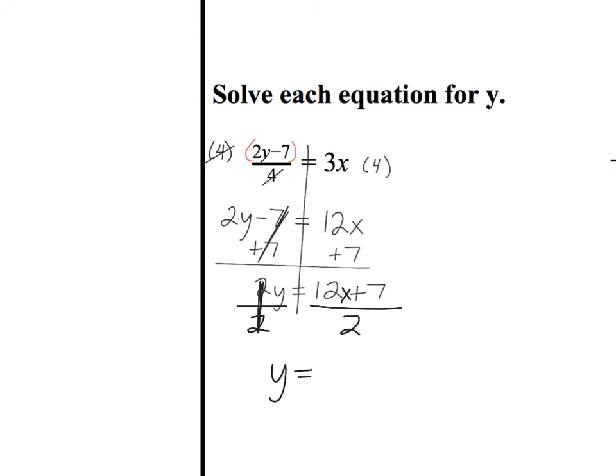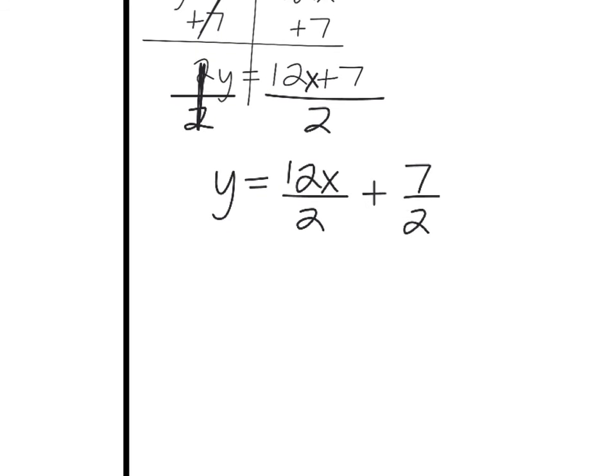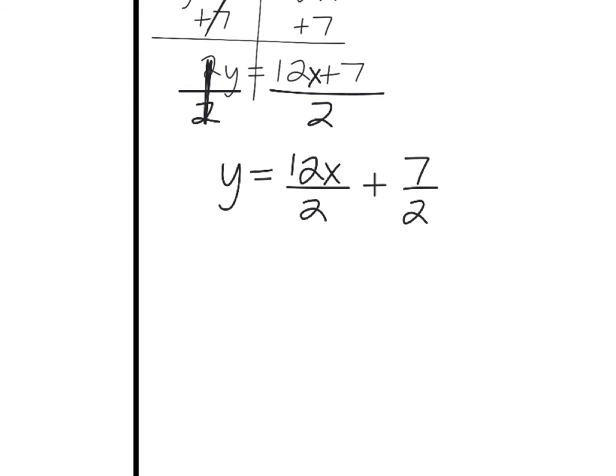So y would be equal to 12x divided by 2 and 7 divided by 2 if you split them up. What's 12 divided by 2? 6. So this is really just 6x. And 7 does divide by 2 evenly. So you could put a decimal, and that would be fine with me. What would our decimal be? 3.5, or you could leave it as 7/2.